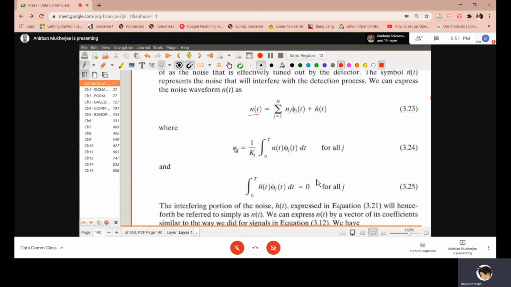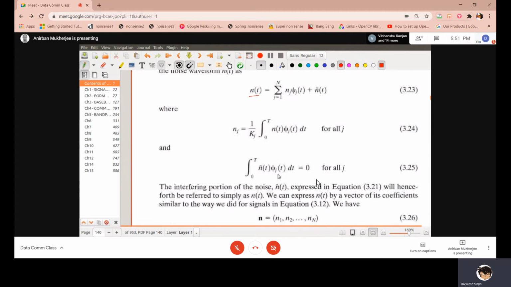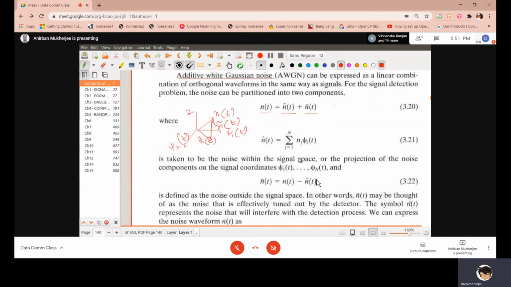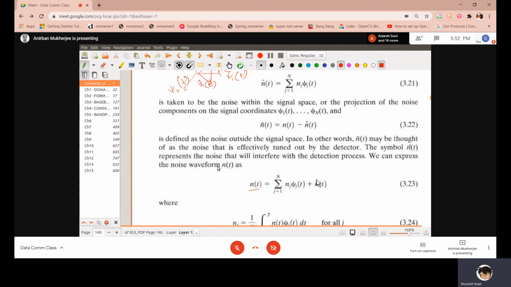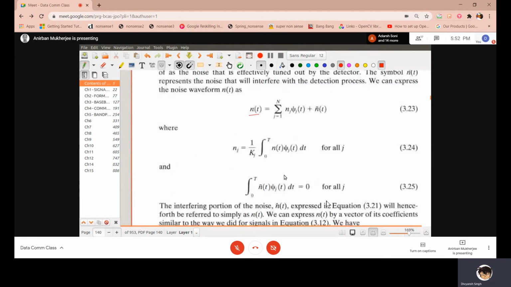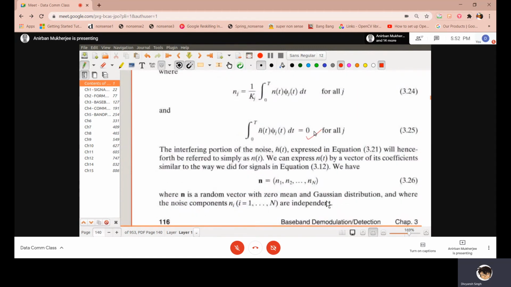And what is my N j? It is the same thing for all j. If I take N tilde t with Psi j t, that means N tilde t is orthogonal to Psi1 t and Psi2 t. So the integral of N tilde t with Psi1 and the integral of N tilde t with Psi2 will always be zero, because N tilde t is orthogonal to the individual orthogonal functions.